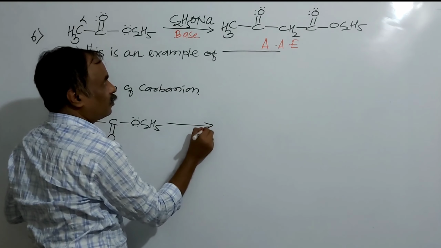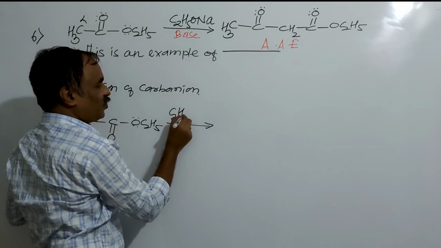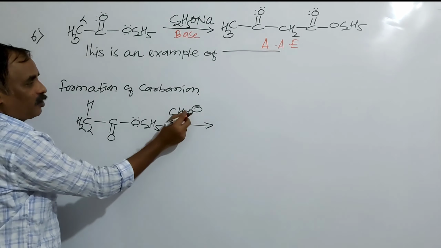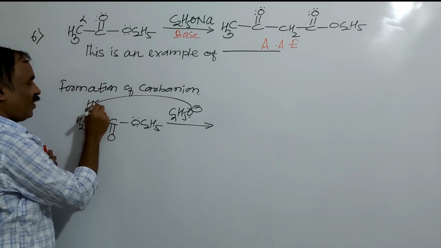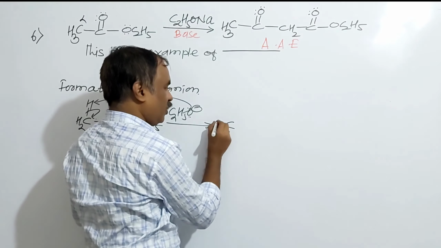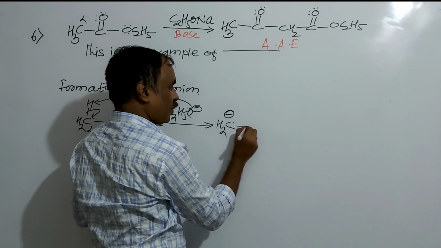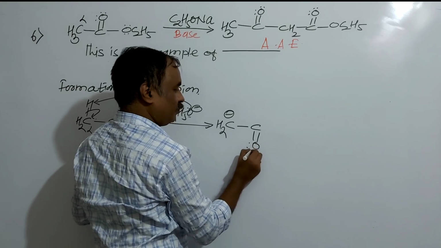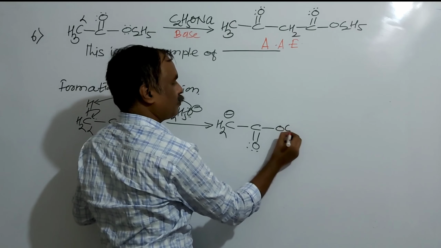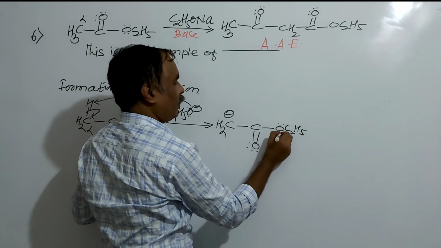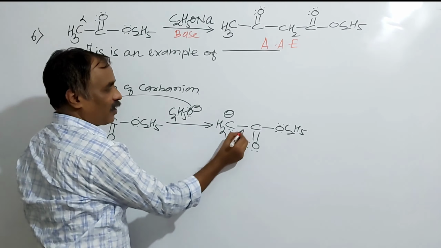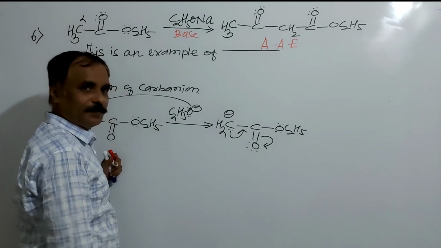A reaction with base, C2H5O minus. This O minus is a proton acceptor, so it will take a proton. This alpha hydrogen is acidic, and this is a base. Formation of what? Carbanion, CH2 minus, C double bond O, OC2H5. This is the carbanion. Here the lone pair of electrons has resonance stabilization.